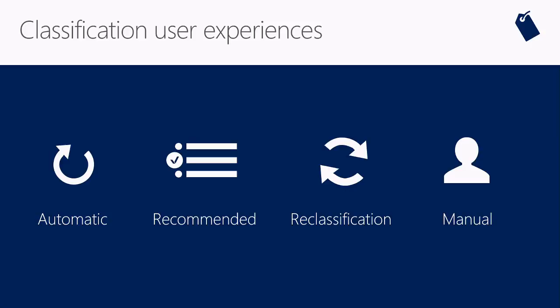And then the last classification user experience we get is what we call manual. That's where the user, inside their Office client, clicks a button to indicate what the classification is. And I'll show you what this looks like in just a moment.